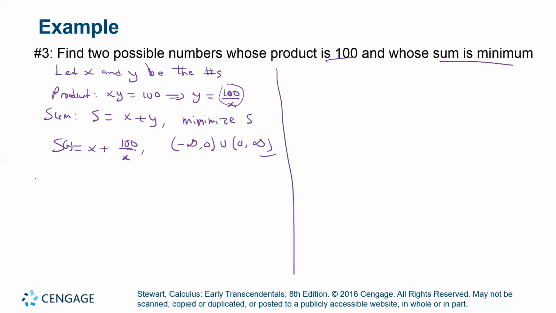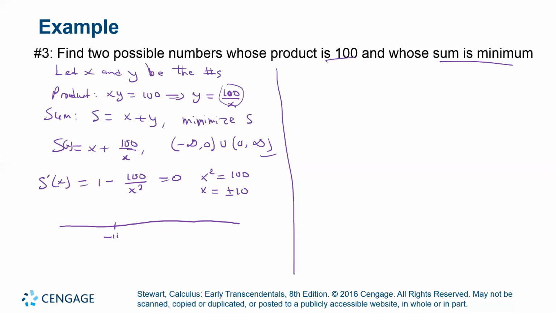All right. So now let's just differentiate S of x. That will give me 1 minus 100 over x squared. Now, if we set this to 0 to find the critical numbers, we're going to have x squared is equal to 100, and then x is equal to plus or minus 10. All right. So now let us use the first derivative test. Here is my negative 10. That's my positive 10.